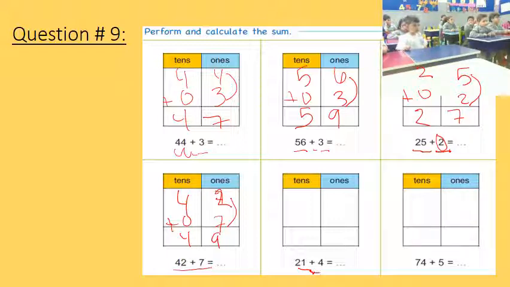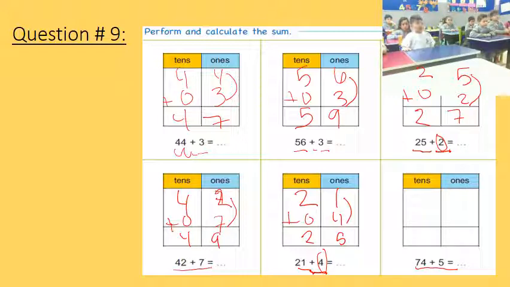21 plus 4. Under the tens? Two. Under the ones? One. Plus 4. Where do we put it? One. Bravo. 1 plus 4? 5. 2 plus 0? 2.